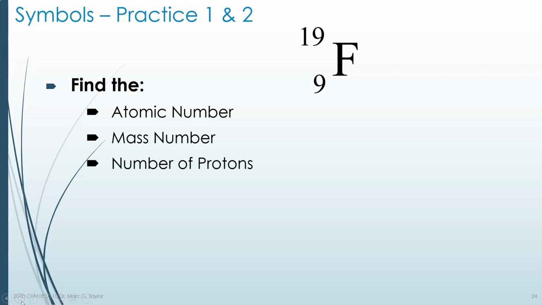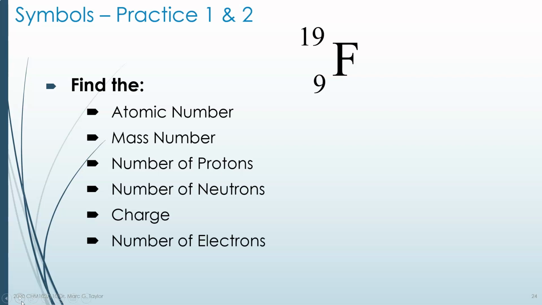What's the number of protons? Well, the atomic number is the number of protons, 9. What's the number of neutrons? Well, the neutrons are just the difference of those 2 numbers. 19 minus 9 is 10. And the charge, you'll notice there's no charge written. If there's no charge written, you assume it's 0. The number of electrons, well, if your charge is 0, you automatically know that the positive charges have balanced out all the negative charges, and therefore the number of protons must equal the number of electrons.